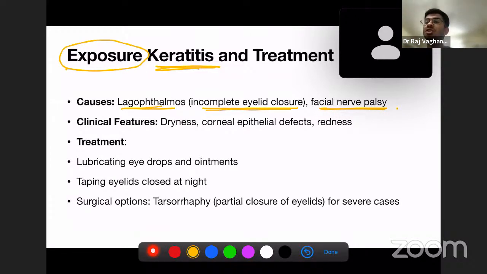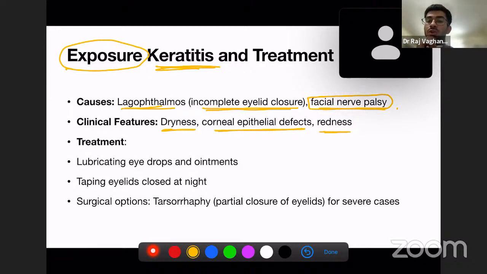You can also have facial nerve palsy. In facial nerve palsy, you're unable to close your eyes because the seventh nerve is responsible for your eyelid muscle movement. Lagophthalmos and facial nerve palsy are the two causes that can lead to exposure keratitis. And if your eye is exposed for a long period of time, you will have dryness of the eyes, corneal epithelial defects, and redness of the eyes. These are the three clinical features you can see in patients with exposure keratitis.